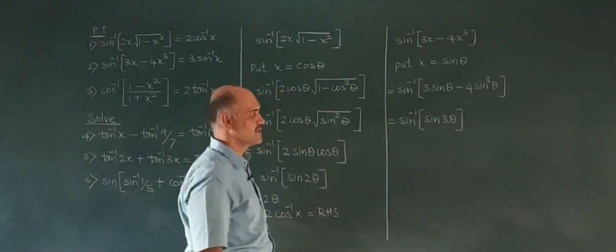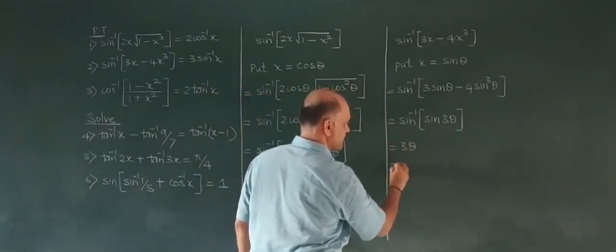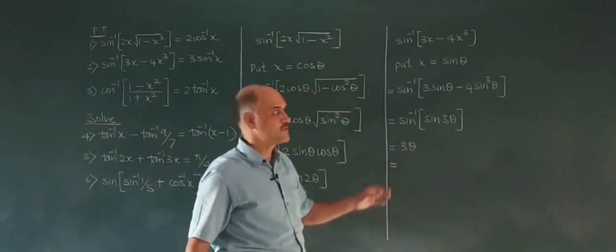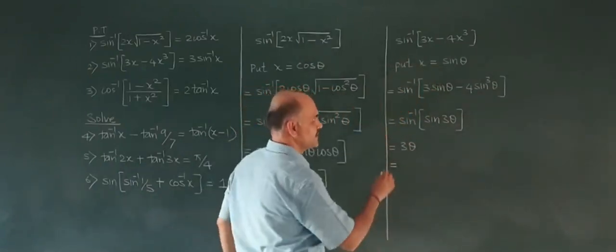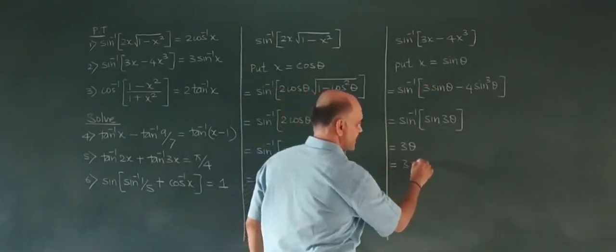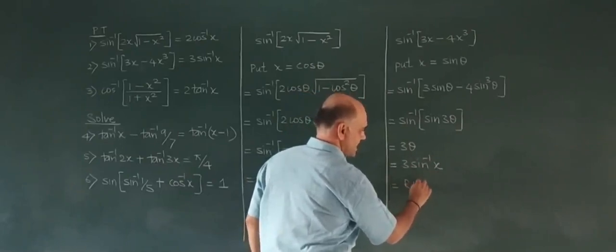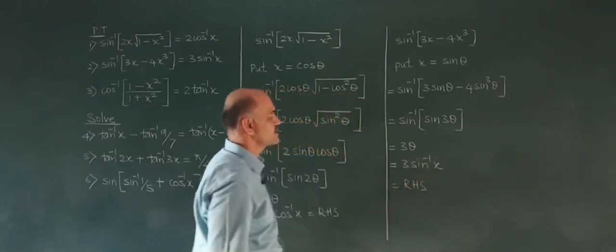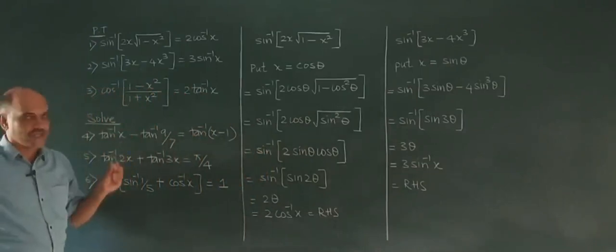So sin inverse sin gets cancelled. You will have 3 theta. Then finally you substitute theta. Theta will be equal to sin inverse x. So this is 3 sin inverse x, that is our RHS. This is the second problem. Now I will take the third one.